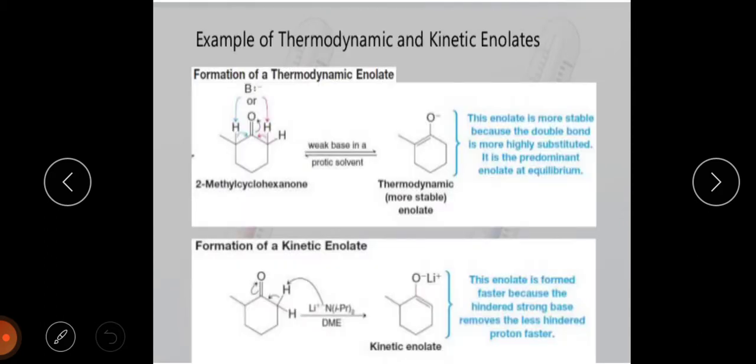For example, in the formation of thermodynamic enolate, in the presence of a weak base and in a protic solvent, we can see that 2-methylcyclohexanone is converted into the thermodynamically more stable enolate. And this enolate is more stable because the double bond is more highly substituted. It is the predominant enolate at equilibrium. But in the formation of kinetic enolate, we can see that this enolate is formed fastest because the hindered strong base removes the less hindered proton much faster as compared to the thermodynamic enolate.